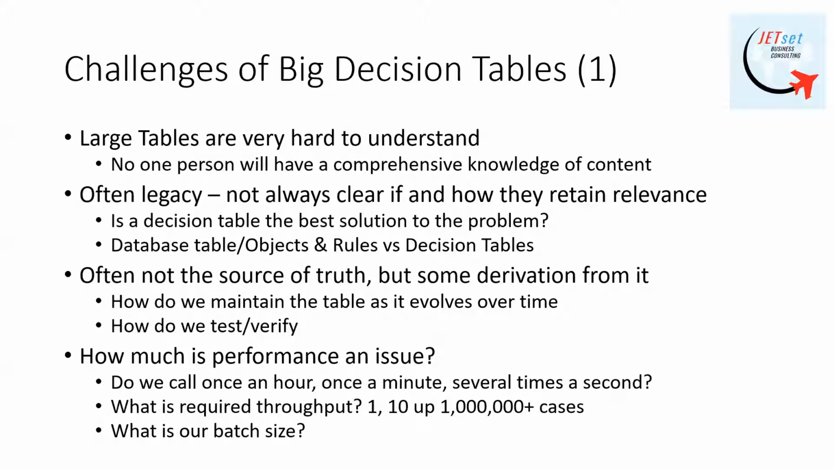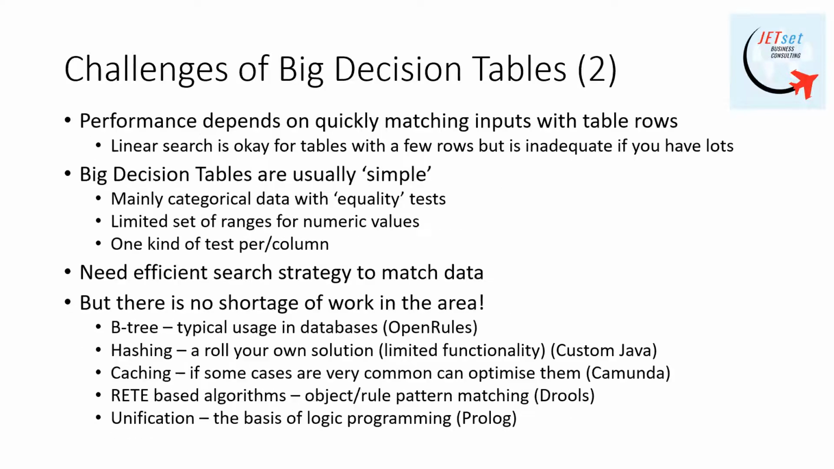So are we calling this thing once an hour, once a minute, several times a second? What's our required throughput? I mean, are we trying to process 10 cases, 100 cases, 1,000 cases, 1 million cases? And what's our batch size? As I said up front, we don't know the answer to that question. But obviously, if we have large batches, then we typically can process those somewhat more efficiently. But it may be that actually only makes sense to process batches of size 10 or 15. So, do we actually have batches which are very big?